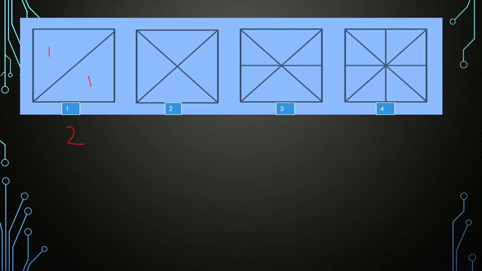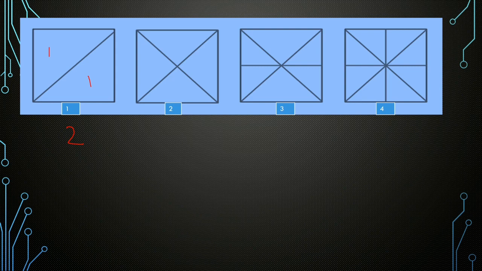So only 2 triangles are there. But when we observe the other 3 figures, there is a little bit of difficulty. How will you tell the number of triangles in these 3 figures? If we take figure number 2, I am providing you a short trick method for how to count the number of triangles in these types of figures. It is a little bit different from the first one.